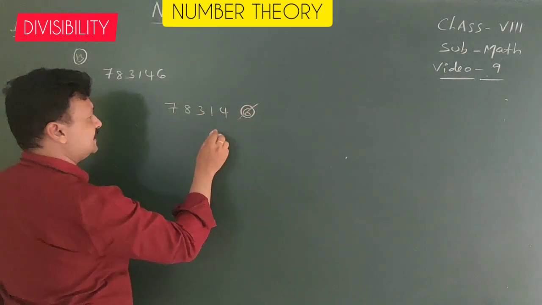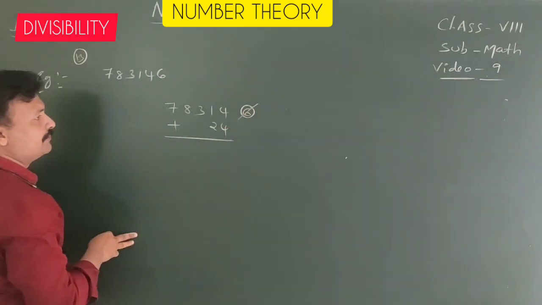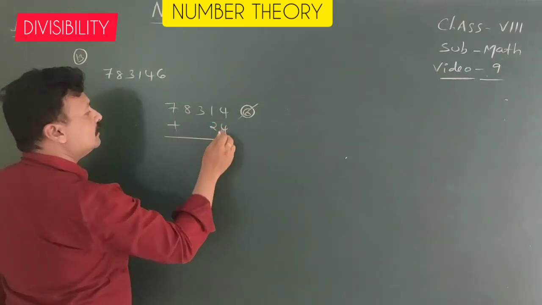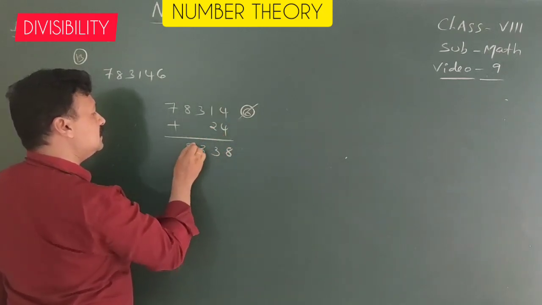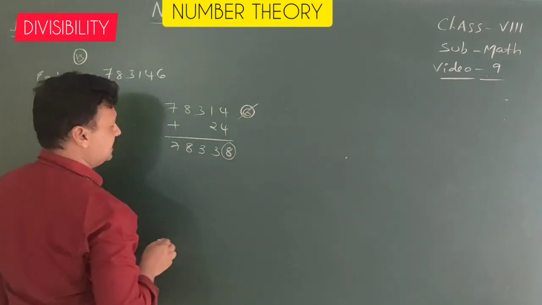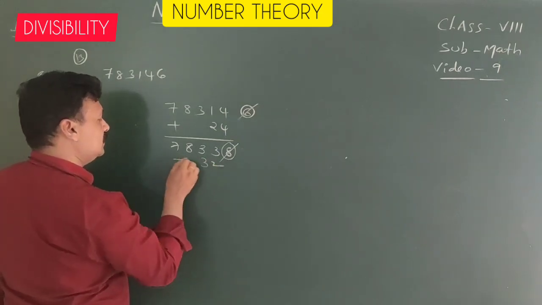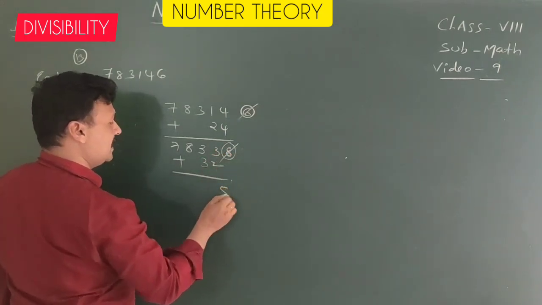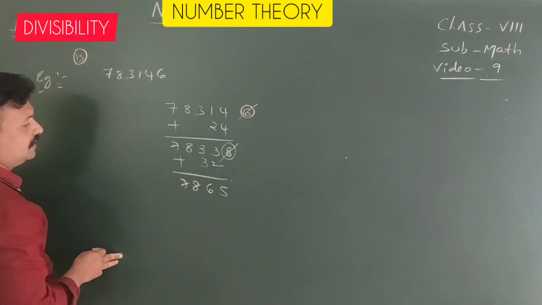4 times 6 is 24. Add it to the remaining truncated number. Here 4 plus 4 is 8, 1 plus 2 is 3, 3, and 8, 7. Repeat this process if necessary, they said. So 4 times 8 is 32. We need to add. So 5, 6, 8, 7.